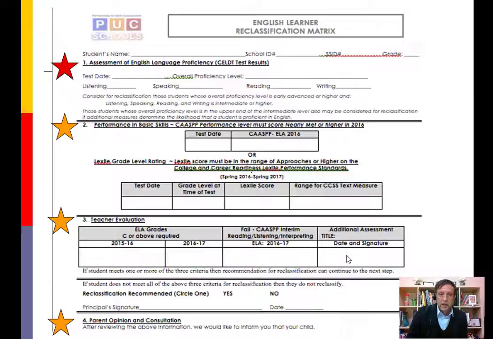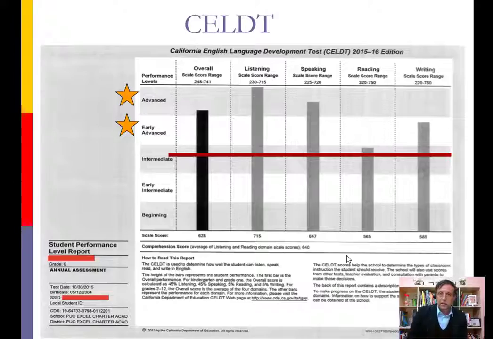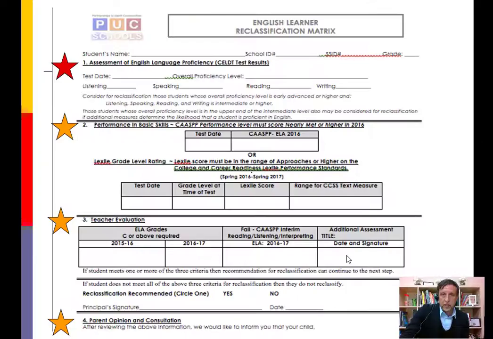If you notice here that you would input the student scores here, and here is a copy of what you would be looking at, which is a sample student score. If you notice, this student got early advanced overall, which is the first column there. Overall, early advanced or advanced. If we go back, you must consider reclassification for those students whose overall proficiency is early advanced or higher. You can see that in the notes under the Red Star assessment of English language proficiency.